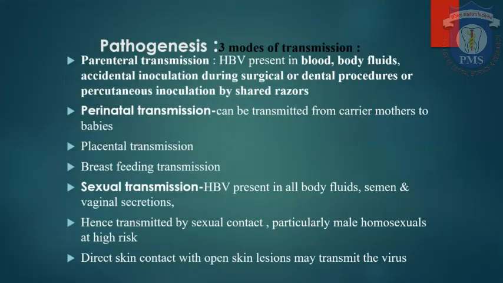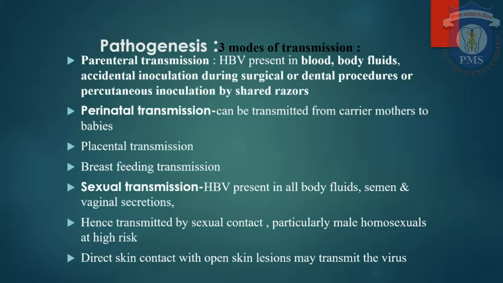Next, moving on to the pathogenesis of this hepatitis B infection, there are three modes of transmission mainly. The most important one is parenteral transmission. Parenteral transmission is through blood, body fluids, or through accidental inoculation during surgical or dental procedures, or percutaneous inoculation by shared razors. Second mode of transmission is perinatal, which can be transmitted from carrier mothers to babies. Placental transmission is there, and breastfeeding transmission is also there in hepatitis B infection.